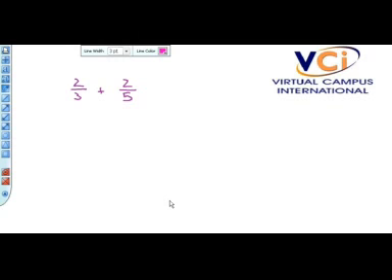Okay, have you found the number for 3 and 5? No. It's 15. 15 is the smallest number that 3 and 5 can divide into. Do you agree? Yes. So what must I multiply the 3 with to get to 15? 5. Multiply by 5. And then 2 times 5.